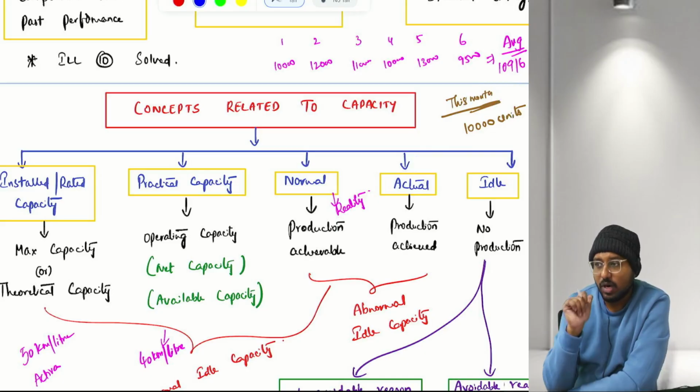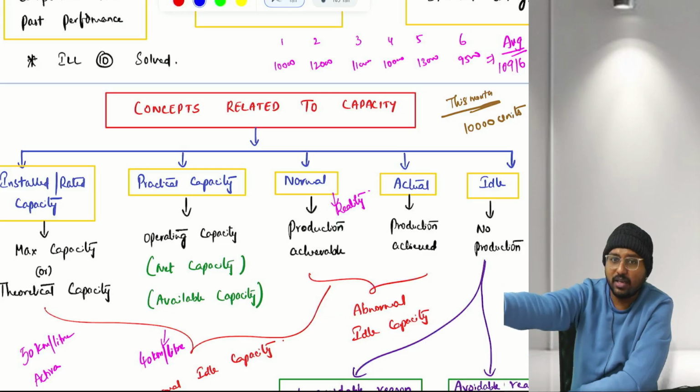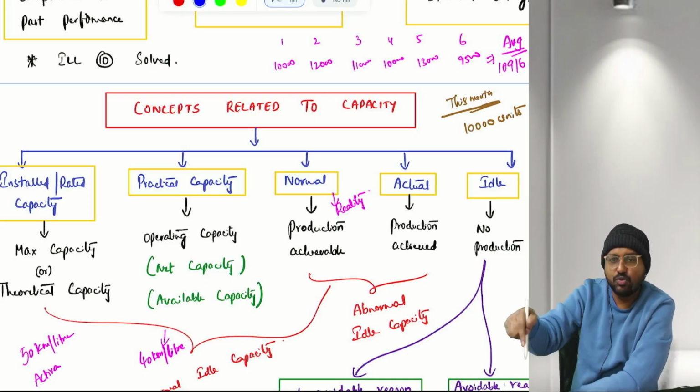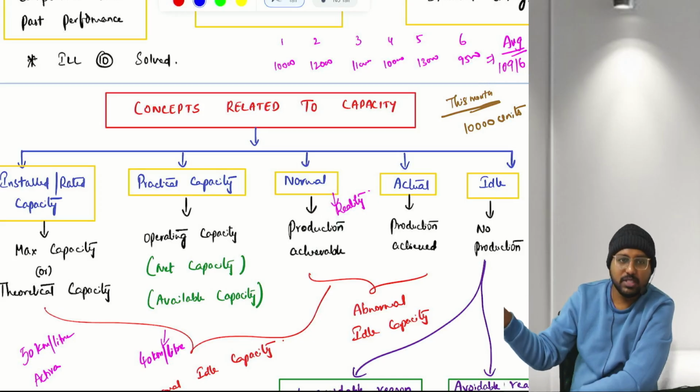Now tell me, what is this idle capacity? Abnormal, because it is avoidable, correct? It is avoidable. It's some sort of mistake you should have avoided. Otherwise, you should be able to achieve 10,916. Are you able to get me?